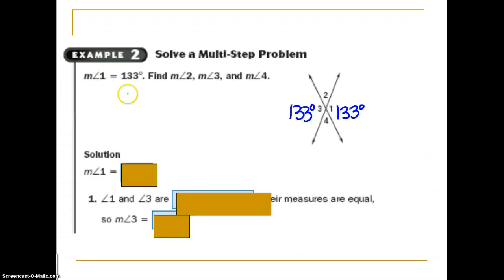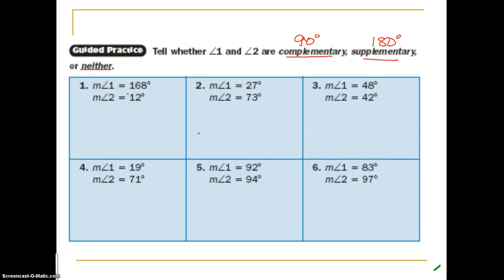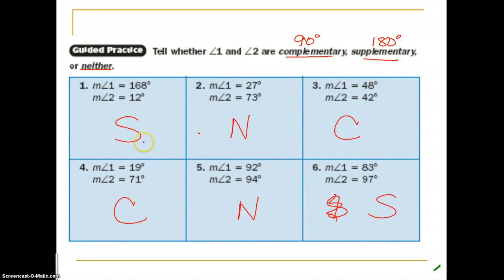Number 1, when we add 168 plus 12 together, you get 180, so it's supplementary. The second one, number 2, you get 100 degrees, so it's neither. Number 3, you get 90, complementary. 4, 90, complementary. 5, 186, neither. 6, 180, supplementary. You should have more work on your notes because you would have added them together.